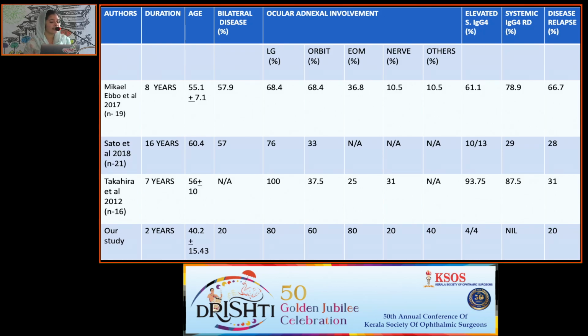In a study by Michael Lebo et al., 19 patients were studied in a span of 8 years, and 57.9% were found to have bilateral disease. Lacrimal gland was the most commonly involved organ. Serum IgG4 was elevated in 61.1%, 78.9% had a systemic disease, and disease relapse was found in 66.7%. In a study by Sato et al., 57% had bilateral disease. Lacrimal gland was the most commonly affected organ. 10 patients had elevated IgG4, and systemic disease was found in 29%. And disease relapse was present in 28%. This was consistent with the result of our study.